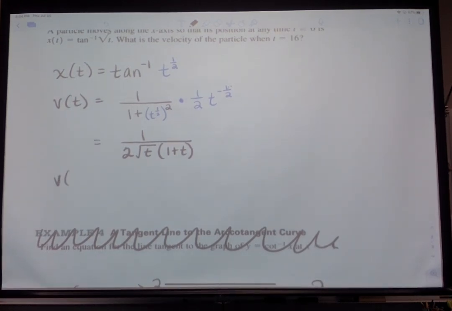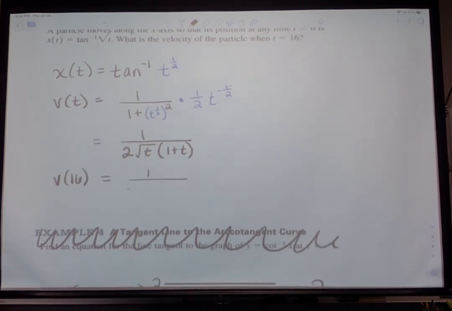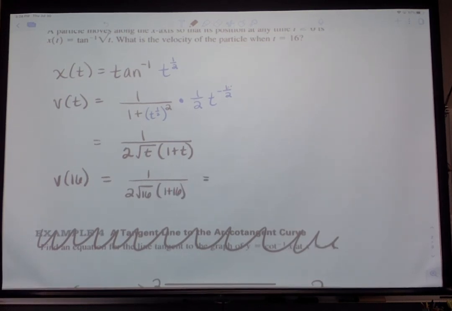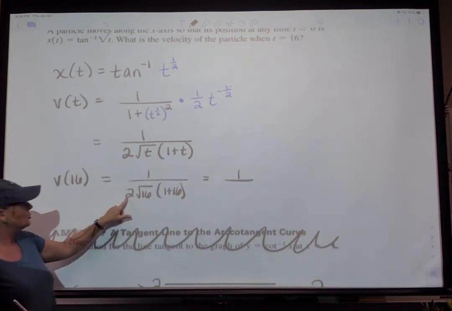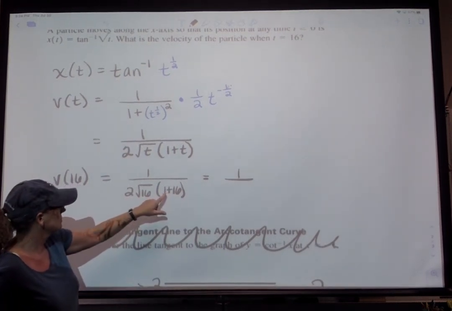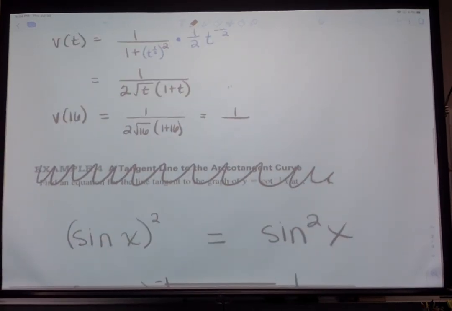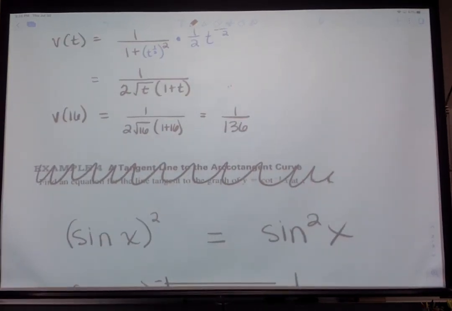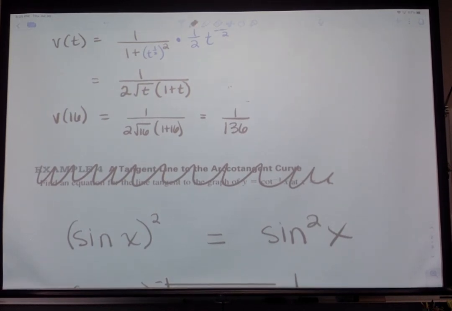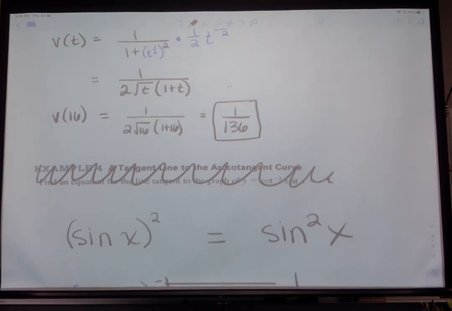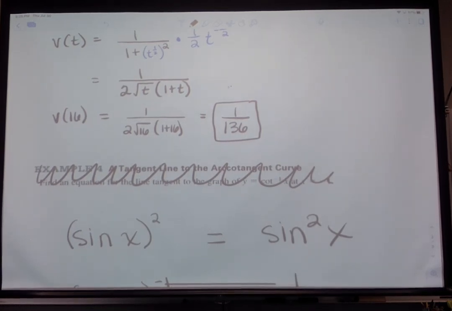All right. Let's take our velocity and plug in 16. Two times 4 times 4 is 8. 8 times 17. I already did the math for you. It is 136. Velocity at 16 seconds.